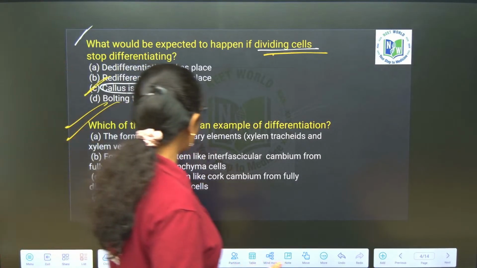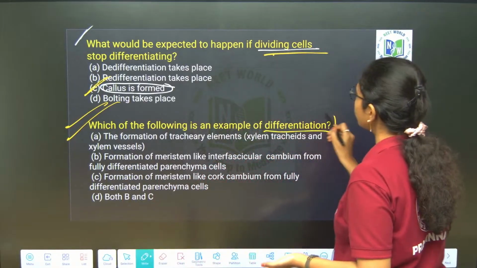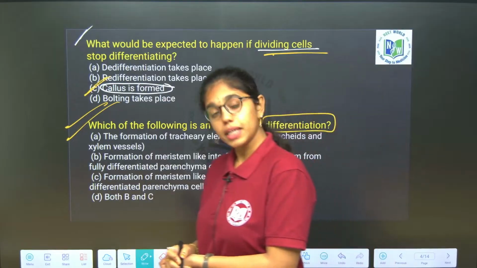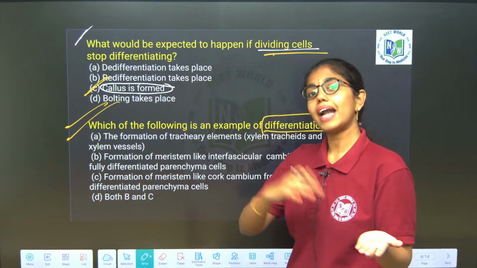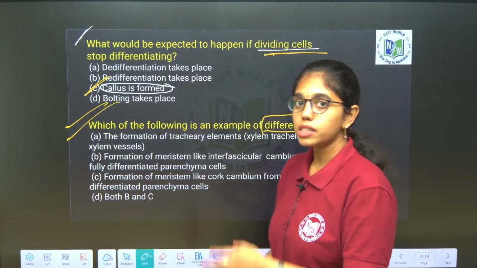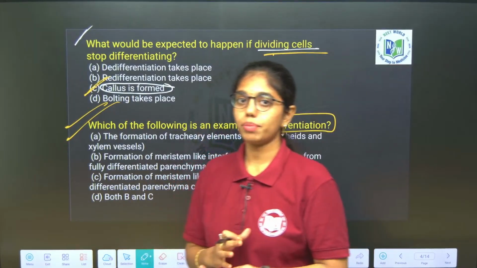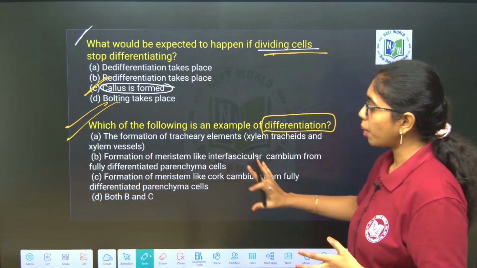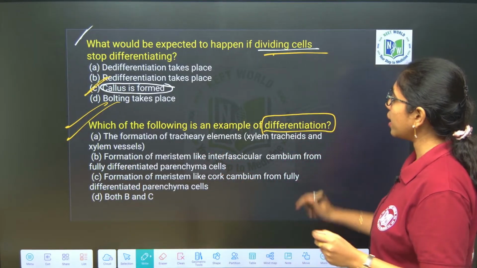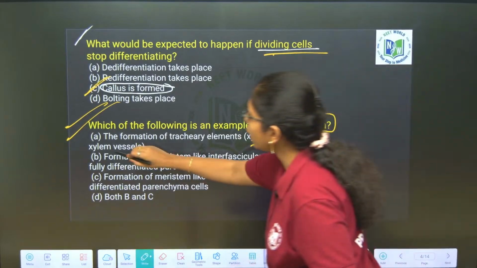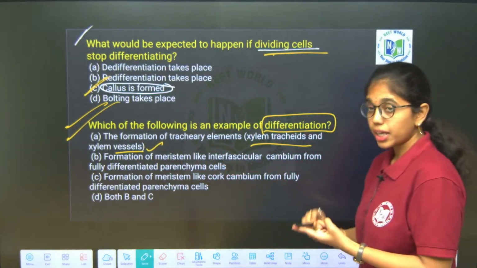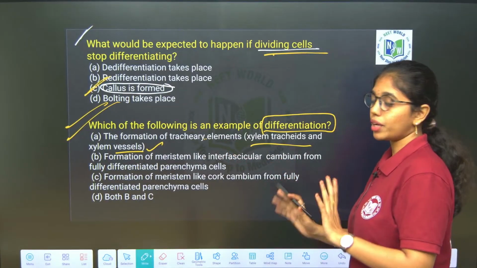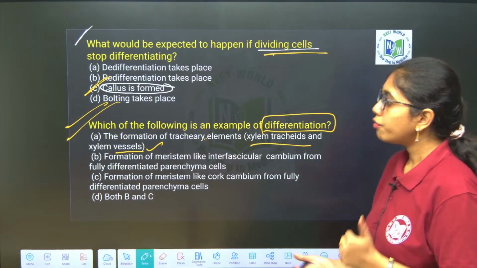Next question. Which of the following is an example of differentiation? Amongst these 4 examples we need to choose which is clearly explaining the differentiation activity. That means primary meristematic cells are becoming permanent, forming simple permanent tissues or complex permanent tissues, be it primary xylem or primary phloem. Look into this properly. The formation of tracheary elements, xylem, tracheids and vessels, primary tracheary elements, that is because of differentiation activity only.